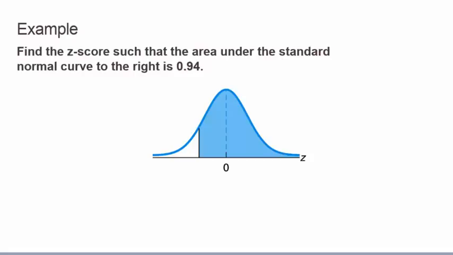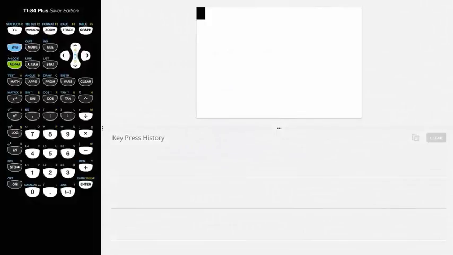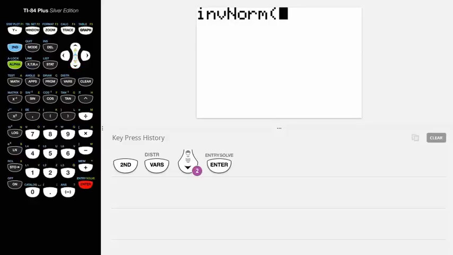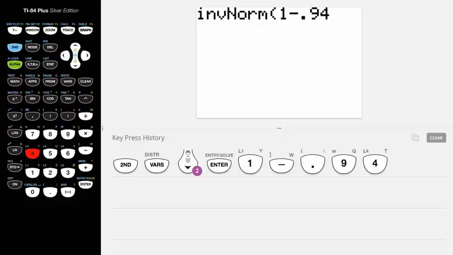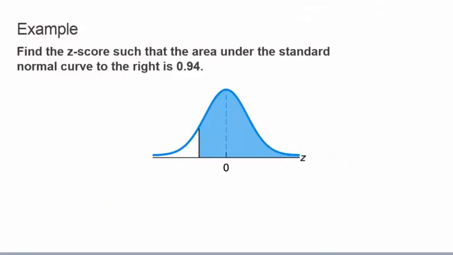I'm going to just use my calculator for this one. The calculator is designed so that when I type in the area, it assumes it's to the left of the z-score. Second, distribution. I go down to inverse norm, enter. Since it is shaded to the right, I'm going to type in 1 minus 0.94. That way, it will find the area to the left and give me the corresponding z-score. Enter. And I get negative 1.55. Z equals negative 1.55.